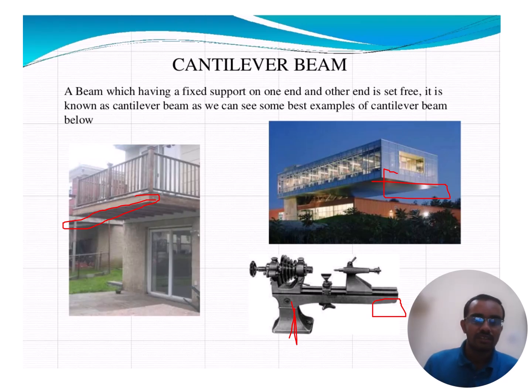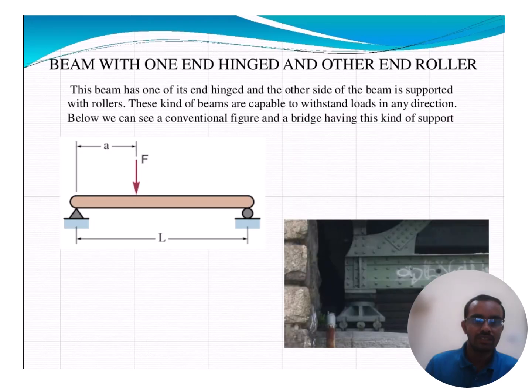See this, balconies and elevator structures. The machine lathe are the example of this type of beams. Next we are going to see about the one end hinged, other end is roller.